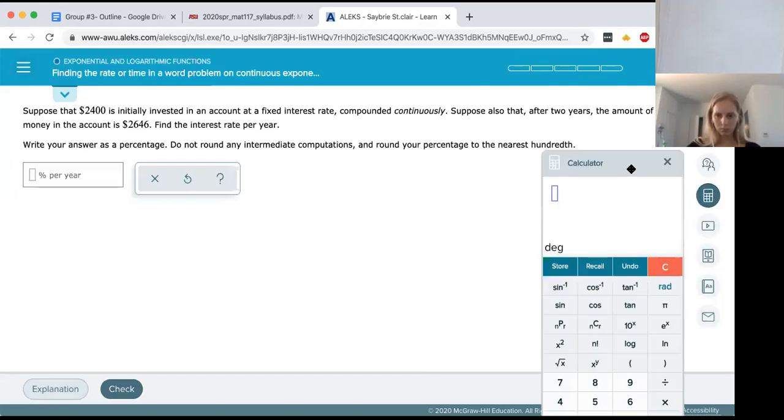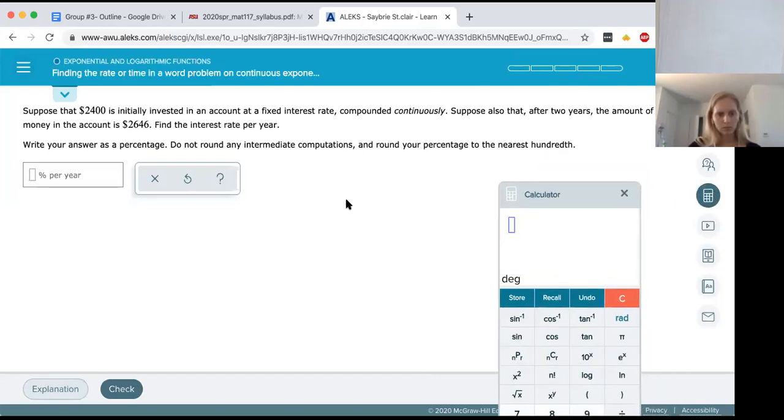This is growth, so the percent is going to be positive. I'm going to write this as 2646, because I think that's the A number. The P number is the 2400. And then E, the percentage rate for this one. And then it's 2 years. Okay.